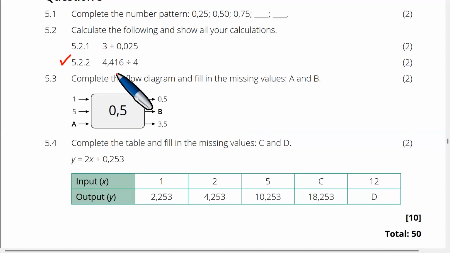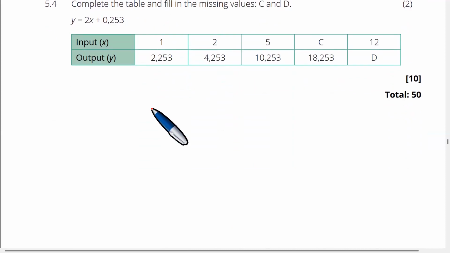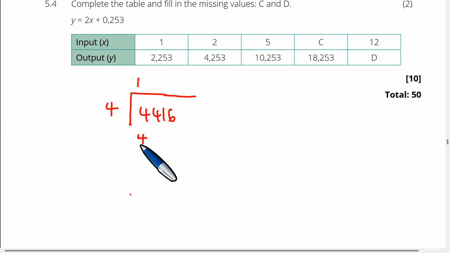So you have 4,416 divided by 4. What you need to do is to divide like this. You put 4,416 here, you divide by 4. 4 divided by 4 is 1. 4 by 1 is actually 4.